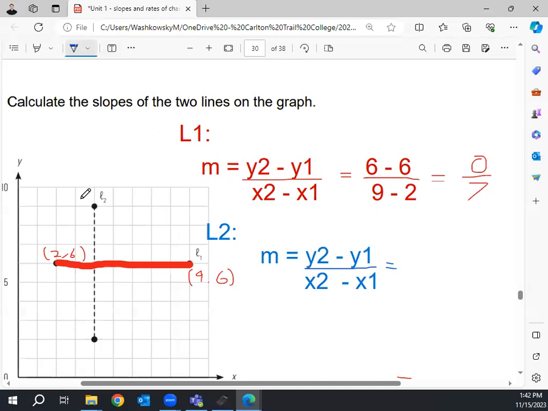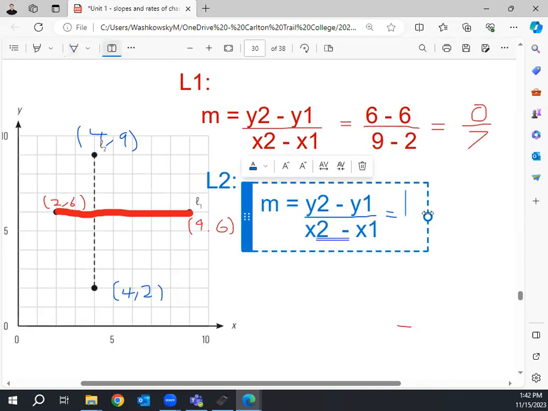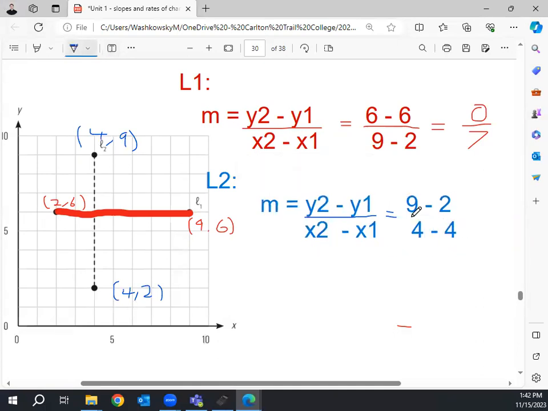What were my 2 points here? This is 4 and 9. And then what was this point? 4 and 2. Perfect. Cool. So I'm just going to substitute that in really quickly. My y2 is 9 minus 2. And that's all divided by x2 minus x1, which is 4 minus 4. Which is going to give me 7/0.